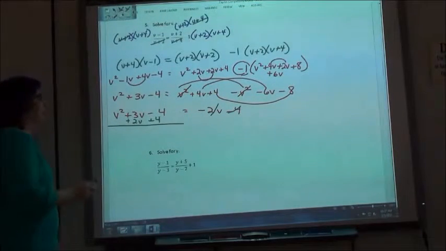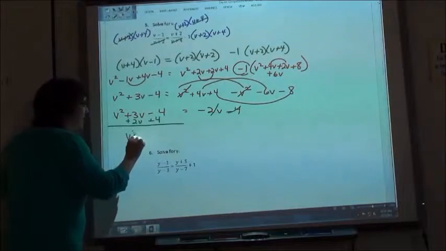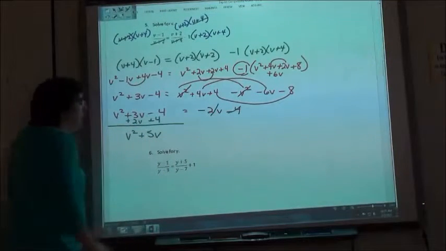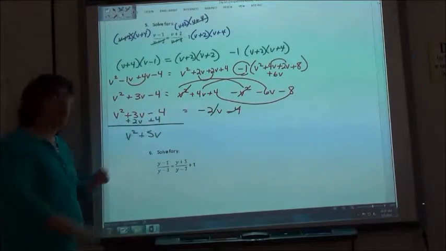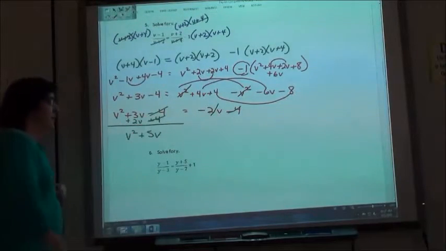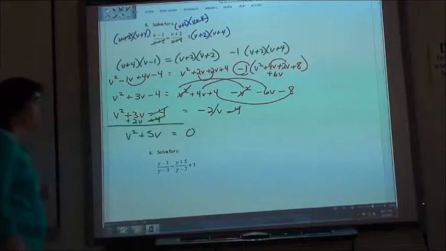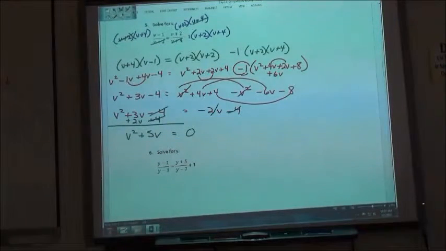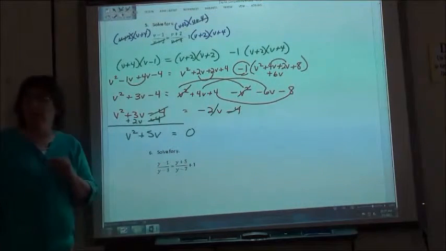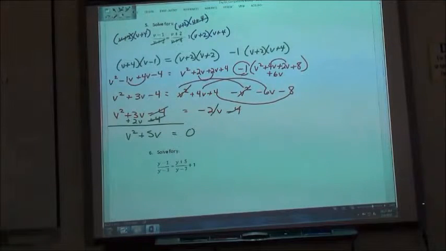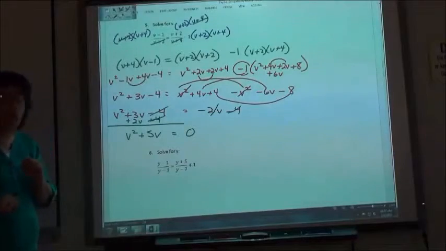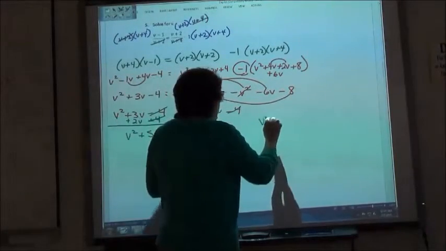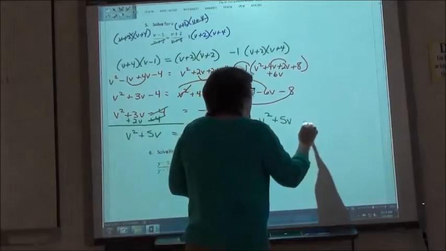Oh, this is a different one. We have v squared plus 5v, and a negative 4 and a plus 4 are going to cancel out, right? Equals 0. So this is a little bit different factoring one because we don't have that number. So we're not going to factor it with 2 sets of parentheses. We're just going to factor out our greatest common factor because we only have 2 terms. I'm going to write that over here. v squared plus 5v equals 0.